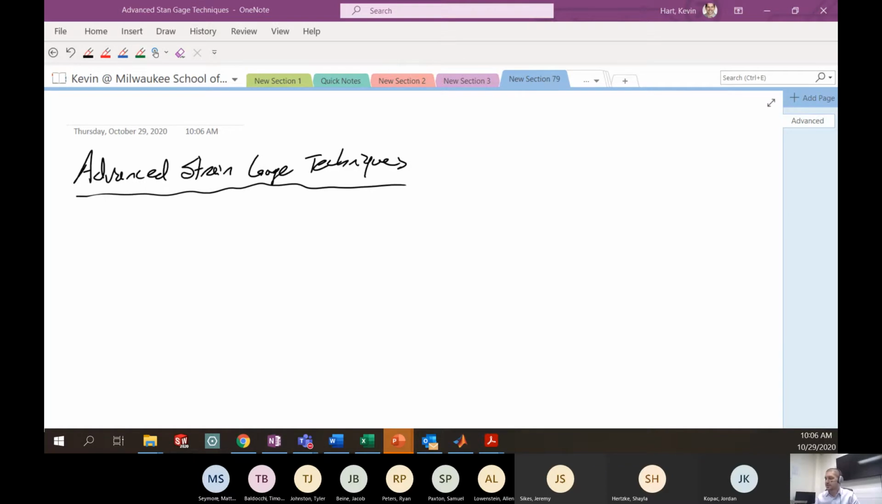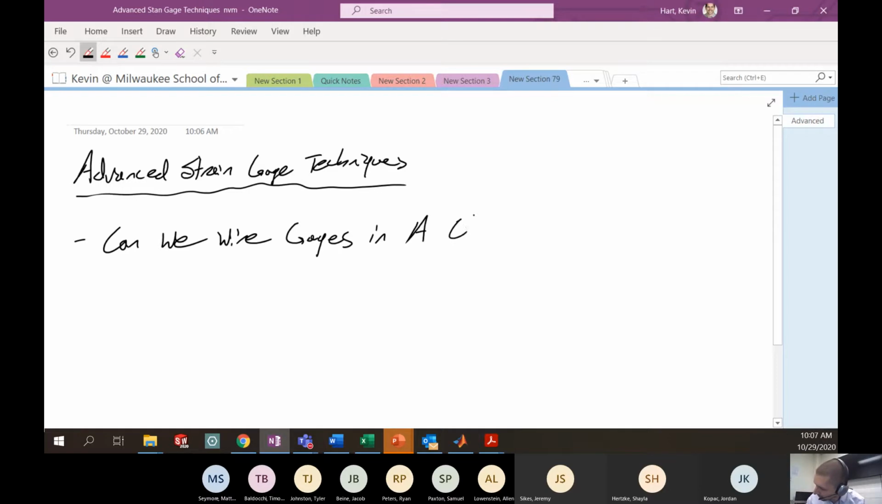All right. So as I mentioned, we've got this apparatus. It's got a rectangular cross-section. And what we want is the ability to wire strain gauges in a way that we only see effects of, let's say, torsion. So the question here is, can we wire gauges in a clever way to isolate effects of torsion?